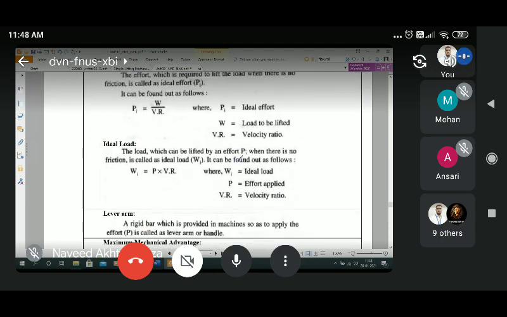Similarly, if you define the ideal load, it is the load which can be lifted by effort P when there is no friction. If there is no friction, that is called the ideal load. So that's why Wi is equal to P into VR. Wi is the load lifted by effort P when there is no friction, and that load is called Wi.